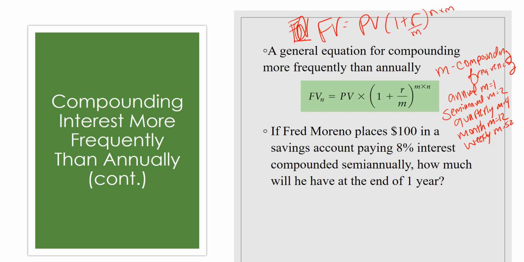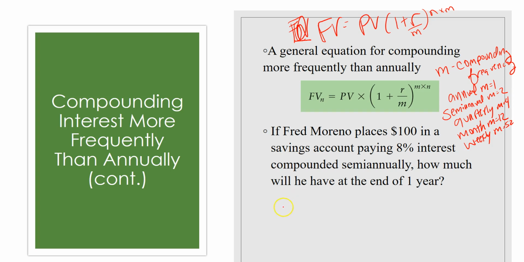So let's look at that Fred example that we've been discussing. And if you haven't seen that, then the Fred example is Fred deposits $100 into a savings account that pays 8% interest. How much would he have at the end of 1 year? And we had said that if interest was compounded annually, Fred has $108. But what if the interest is compounded semi-annually?